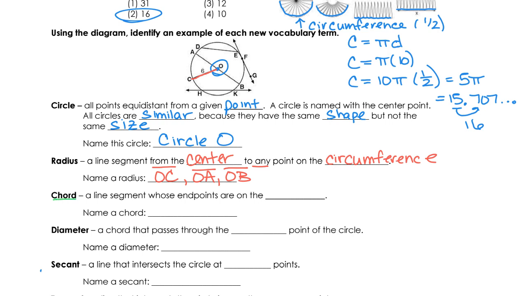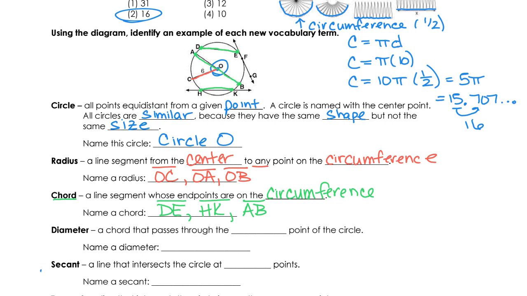This is a new word for us, new vocab: chord, C-H-O-R-D, a line segment whose endpoints are on the circumference. For instance, notice D and E are both points on the circumference, and this line segment connects them. And so we could say that DE is a chord. We could also say HK is a chord. And we could also name a third one, AB is also a chord. However, this is a specific chord because it also passes through the center of the circle.